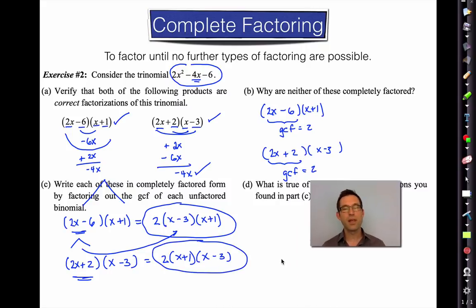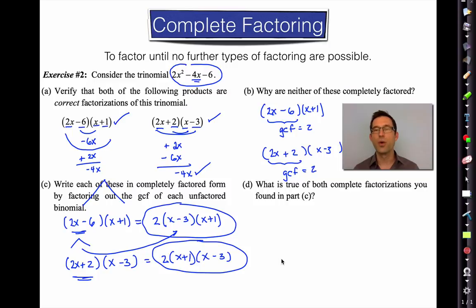Now, what's cool is letter D. What is true of both complete factorizations you found in part C? They are the same, right? Now, they may look a little bit different, but that's only because the order of factors is different, right? And what this really goes to show is it doesn't particularly matter in which order you do it when you completely factor. You just have to keep breaking things apart, right?